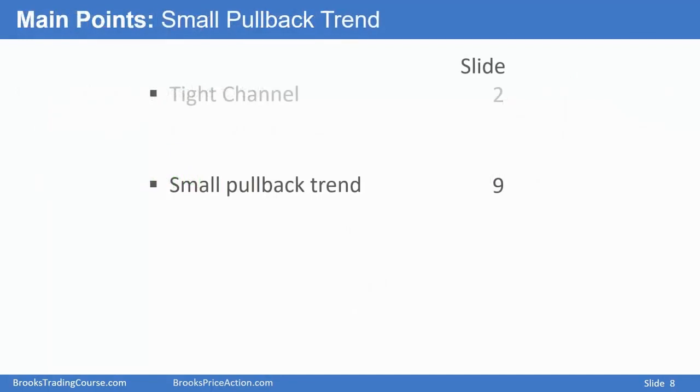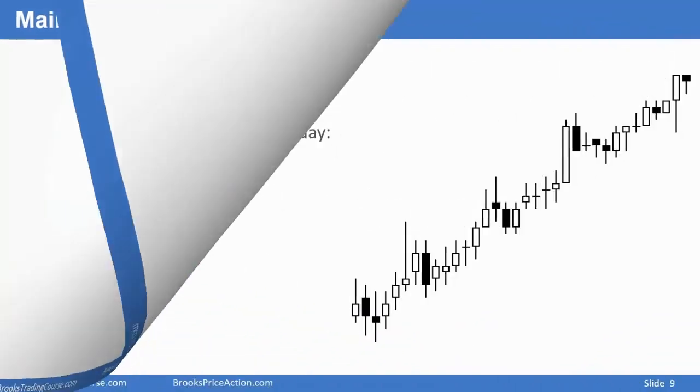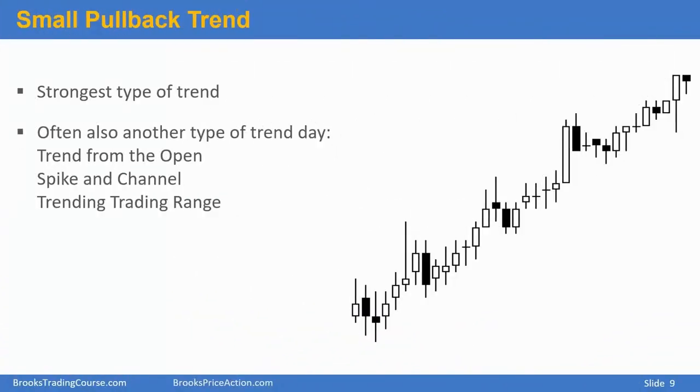Small pullback trend, the strongest type of trend. And it usually is also some other type of trend as well, like a trend from the open, a spike and channel trend. A lot of times there are small trading ranges, so it's a trending trading range day. And the pullbacks, I said it's a small pullback trend, so the pullbacks are small. They typically do not fall very far, and they typically do not last for many bars. So 1 bar here, 1 or 2 bars here. We're getting reversal attempts, and a lot of the rally in a small pullback bull trend looks like a bull leg in a trading range.